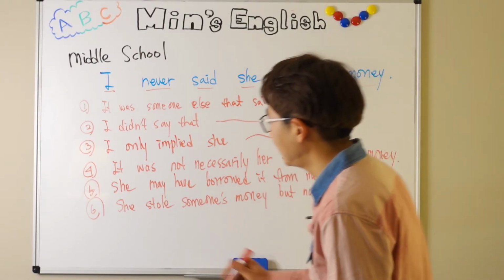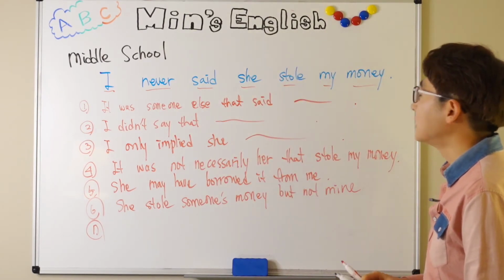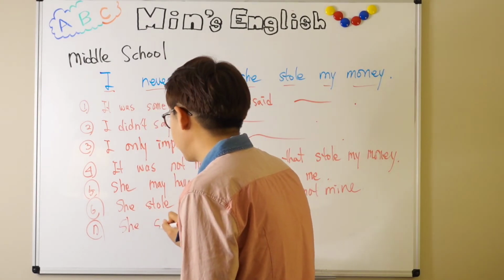Okay? And the last one, I never said she stole my money. Okay? So, she stole something from me.